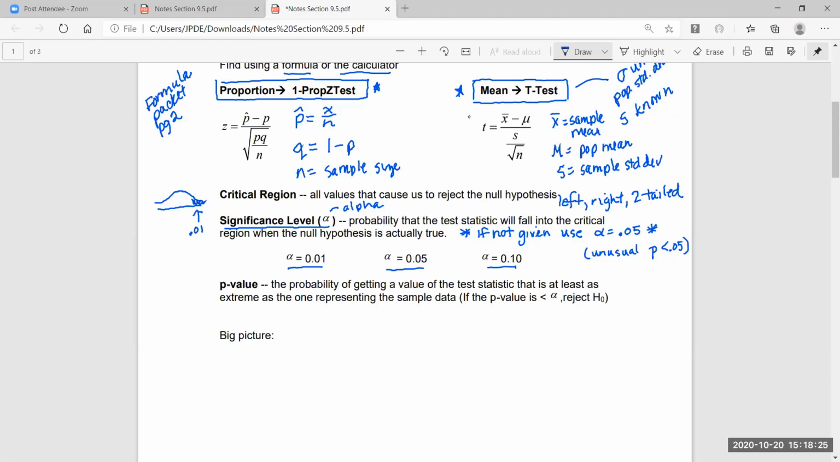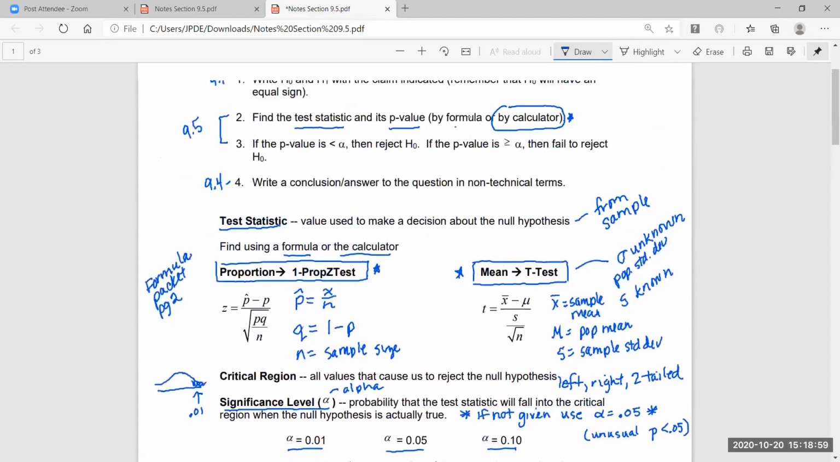The next new term is called p-value. And it says the probability of getting a value of the test statistic that is at least as extreme as the one representing the sample data. And then it has this statement right here. If the p-value is less than alpha, reject H0. That's going to help you make your decision. Am I going to reject? Am I going to fail to reject?